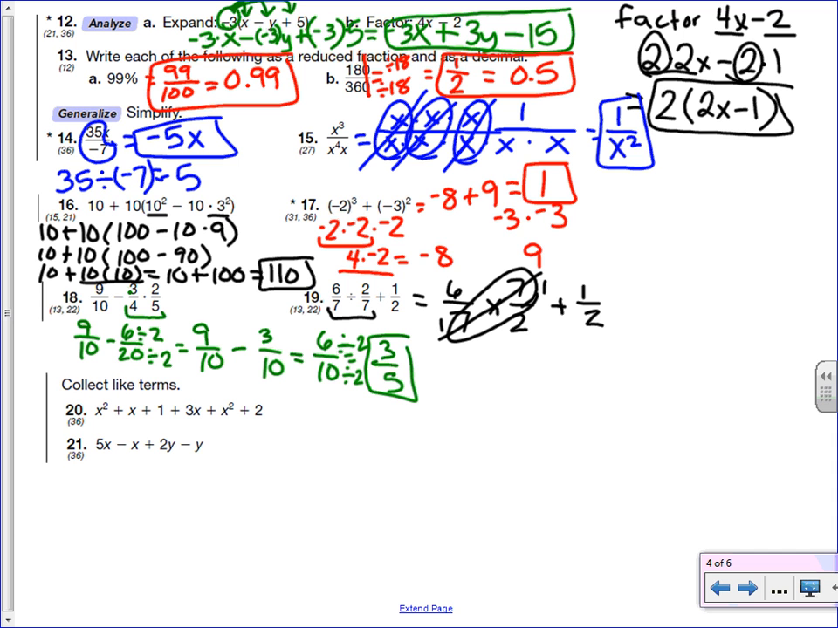And then I would have 6 times 1 is 6, 1 times 2 is 2, plus 1/2. 6/2 plus 1/2 makes 7/2, and that would give me 3 whole, and then a half left over. 7 divided by 2, 2 goes into 7 3 times, and there's 1 left over.